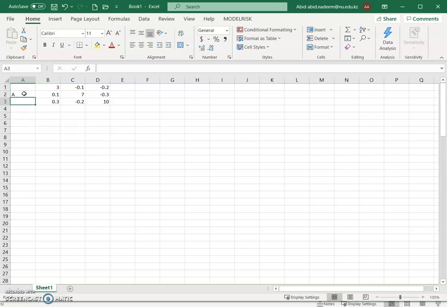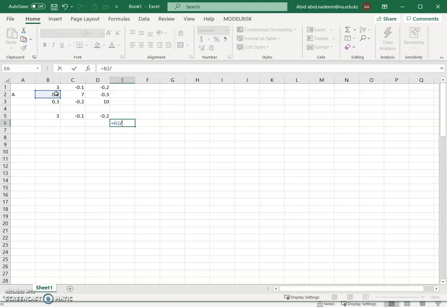For this Gauss elimination, the first step is that the first row will be the same, and then we will make these two elements zero. How will we make these elements zero? The Gauss elimination method implies some factors. One factor is this element divided by 3, the first row element. Another factor, for the third row, will be the element in the third row divided by the element in the first row.